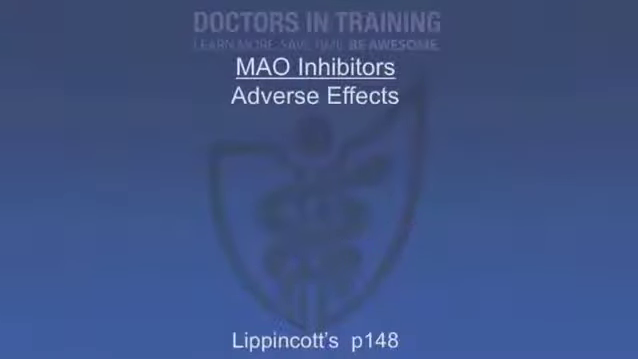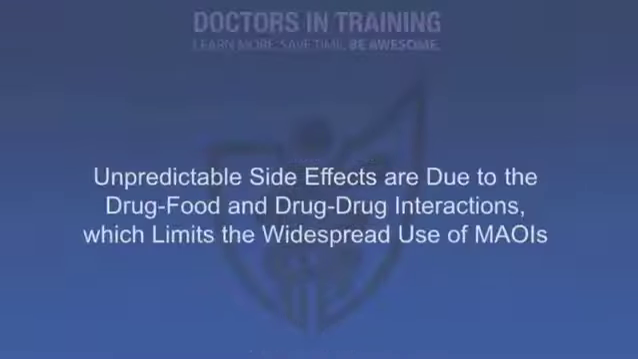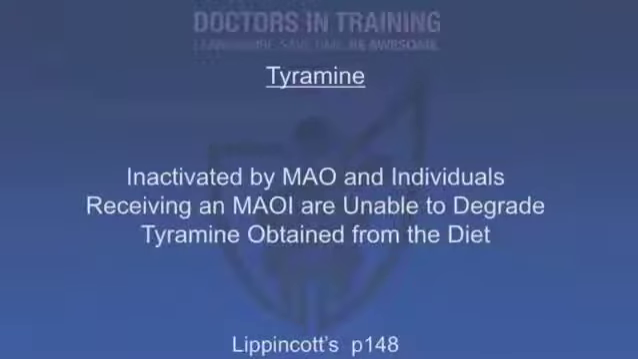Adverse effects of MAOIs. Severe and often unpredictable side effects are due to drug-food and drug-drug interactions, and this limits the widespread use of MAOIs. For example, tyramine, which is contained in certain foods such as aged cheese and meats, chicken liver, pickled or smoked fish such as anchovies or herring, and red wines, is normally inactivated by MAO. Individuals receiving an MAOI are unable to break down the tyramine contained in these foods from the diet.